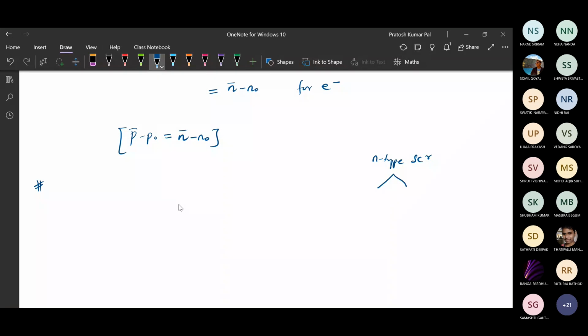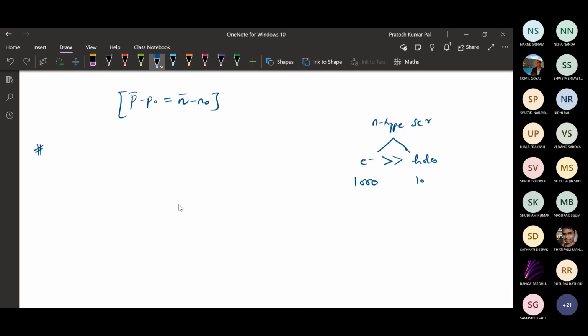So an n-type semiconductor has electrons and holes, but electrons are in much greater quantity than holes. Suppose we have considered 1000 electrons in the n-type semiconductor, and 10 holes. After the generation of electron-hole pairs, suppose 100 electrons have been generated, and similarly 100 holes will be generated.